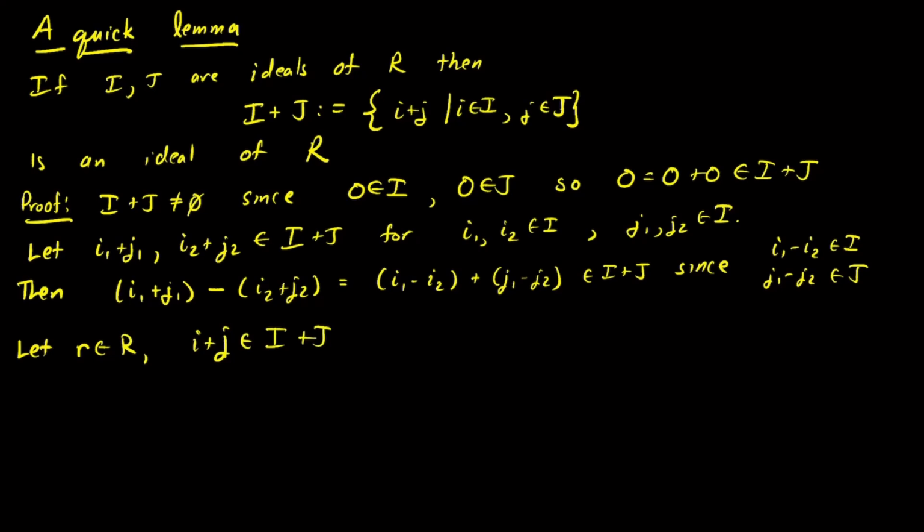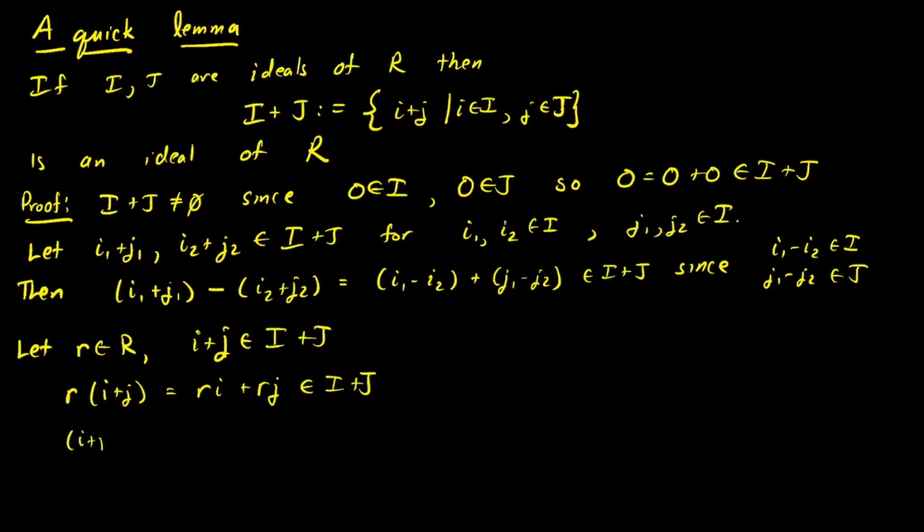Okay, so what does that tell me? Well, then r times (i plus j) is equal to ri plus rj. And I notice that I is an ideal, so ri is an element of I, and capital J is an ideal, so rj is an element of capital J. So this is an element of I plus J.